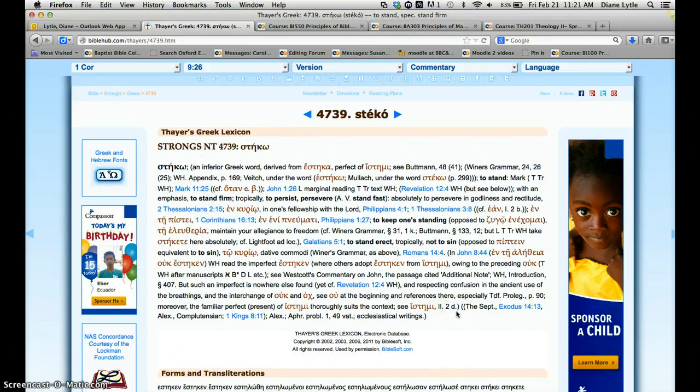Don't just tell me what it means in an English word dictionary. Don't just tell me what it says in the concise dictionary. Actually go here to Thayer's Greek Lexicon, and that'll give you a lot more information about the word, what the word means and how it's used in other places.